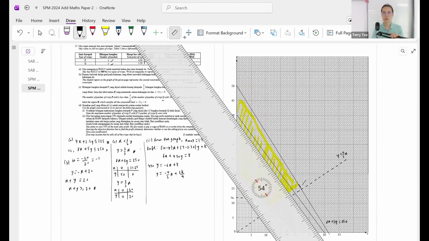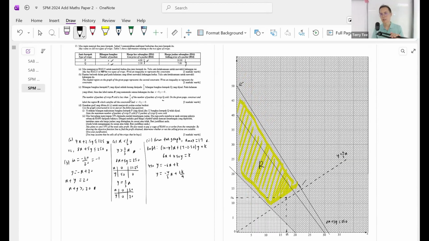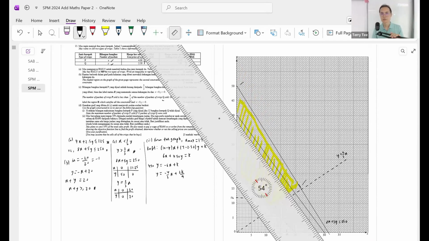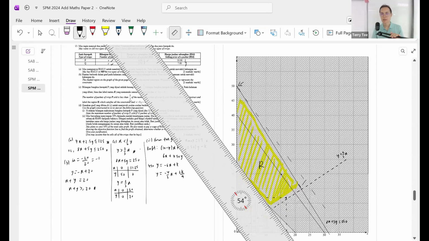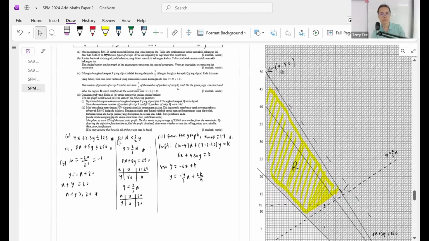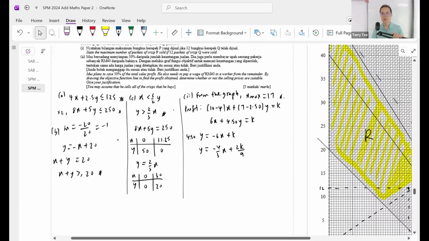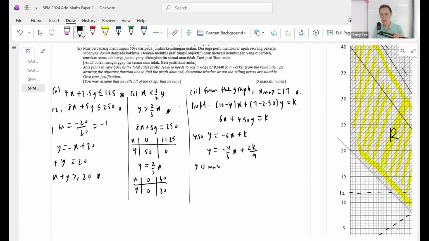Here, I remove my ruler. This one. Maybe I draw a dotted line here to show you. The largest y-intercept occurs here, at this one, 0, 50. Okay, so let's go back to our calculation. Y is maximum. Y is maximum at 0, 50.